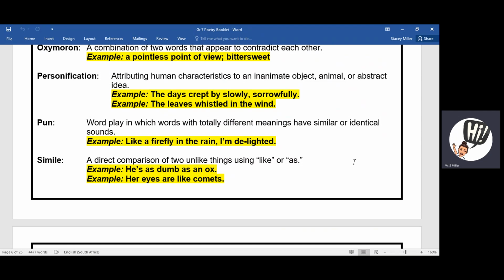So wordplay in which words have totally different meanings, but they sound similar or they have an identical sound even, but they don't mean the same one. So if you look at this example here, a firefly is the one that lights up, their bums light up, okay? Like a firefly in the rain, if it's raining, the firefly cannot light up. I am delighted. Look at the word delighted. So delighted normally means you're happy and you're smiling. Here, delighted. We've taken the light out of the firefly because he can't light up in the rain.